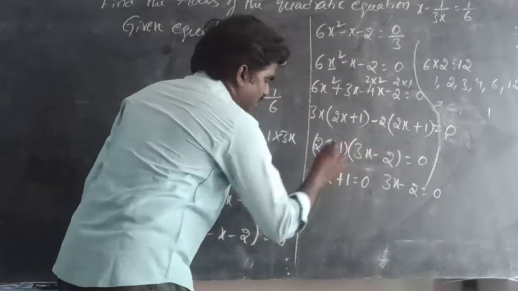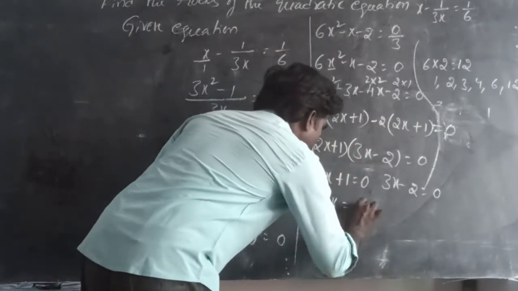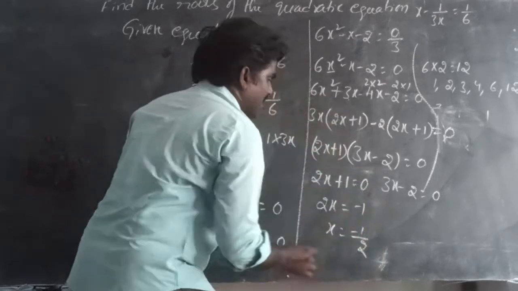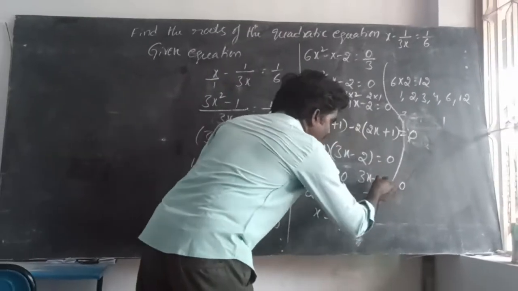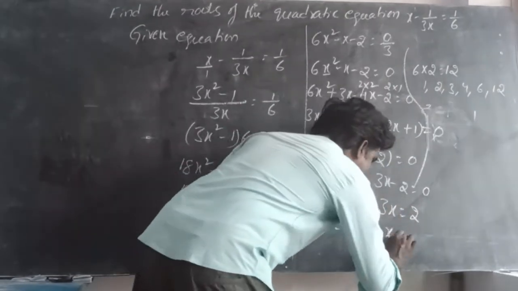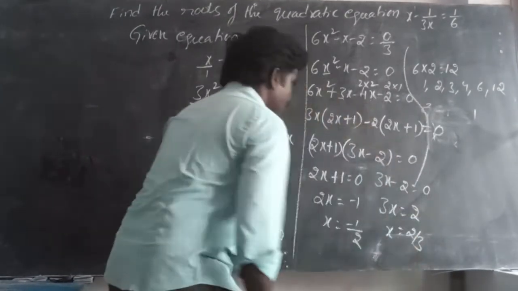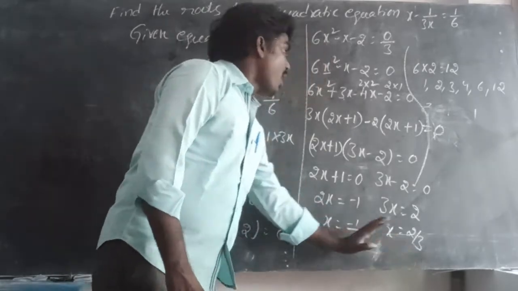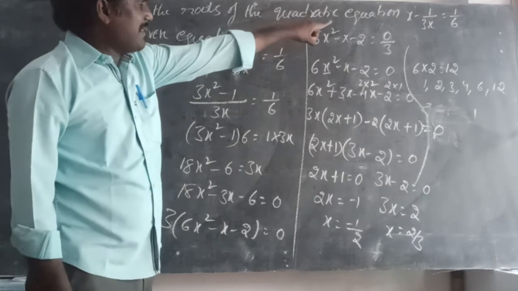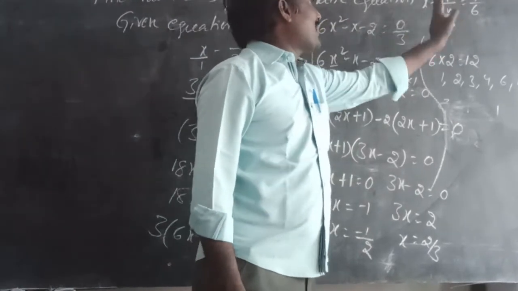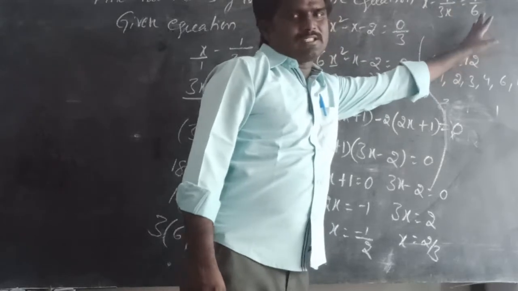Plus 1 goes to the other side as minus 1. So 2x means 2 into x. x is equal to minus 1 by 2. Next, 3x minus 2 equal to 0. Minus 2 goes to the other side as plus 2. 3x means 3 into x. x is equal to 2 by 3. So therefore x equal to minus 1 by 2 and 2 by 3 are roots of this given quadratic equation. What is the quadratic equation? x minus 1 by 3x is equal to 1 by 6.